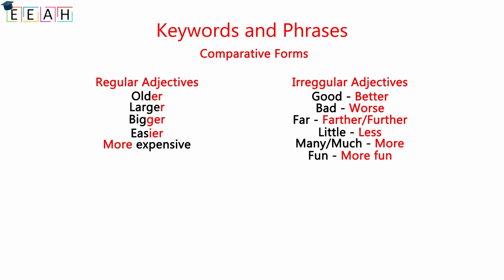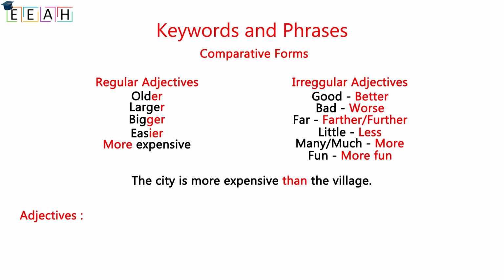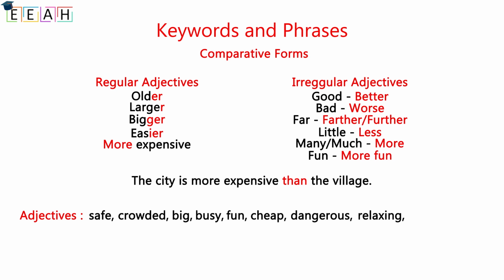When you're comparing two things, you want to make a full sentence, you need to use the comparing word than. For example, the city is more expensive than the village. So than is used to make the comparison as well. We also learned some adjectives. Safe, crowded, big, busy, fun, cheap, dangerous, relaxing, stressful, small.